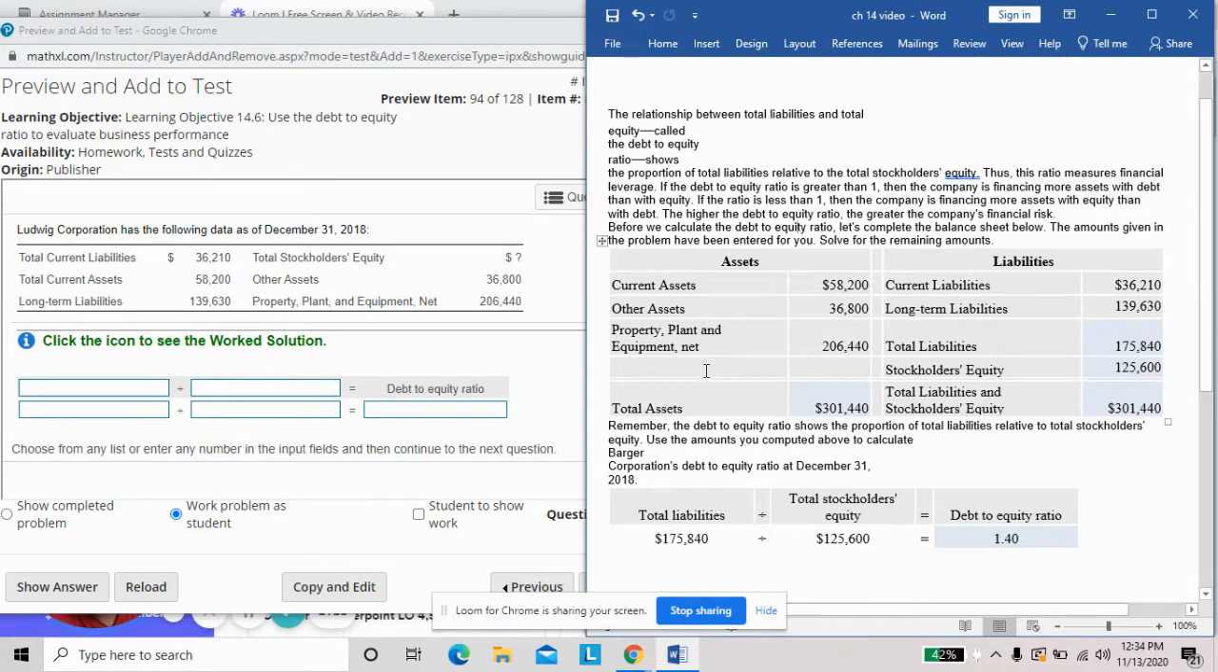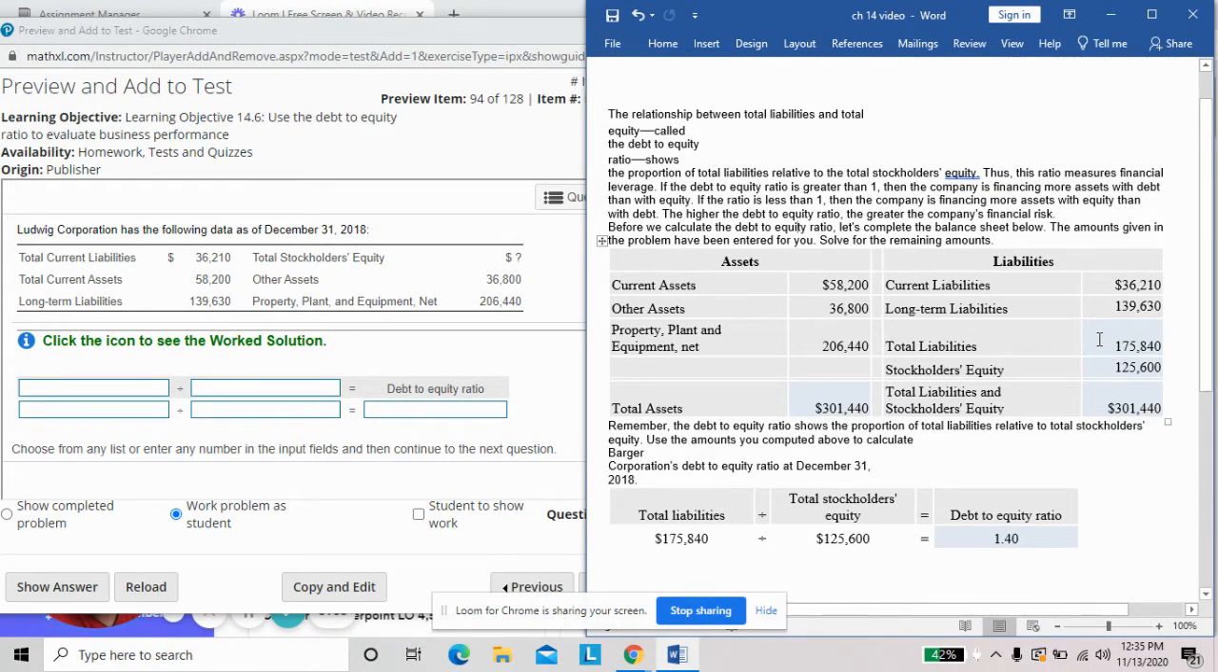They don't give you the total assets, but total assets would be the sum of current assets, the other assets, and the property, plant, and equipment net. The sum of 58,200, 36,800, and 206,440 gives me a total asset of $301,440. They also give you the total current liabilities, which is 36,210, and the long-term liabilities, which is 139,630. That gives me a total liability of 175,840. I found that by adding the sum of my current and long-term liabilities.